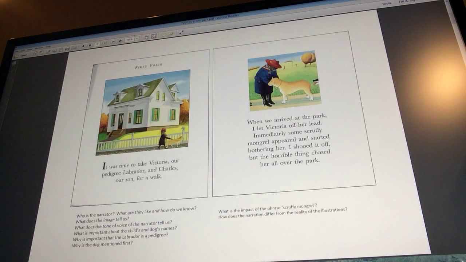The child and the dog's names, what do you notice? Well, hopefully you have noticed that Victoria and Charles are both royal names. So Queen Victoria, Prince Charles. And they're also very English. Because of that.